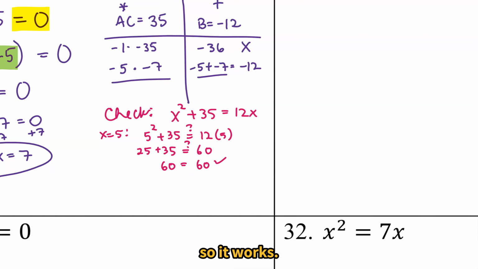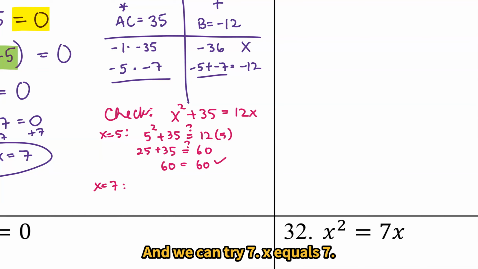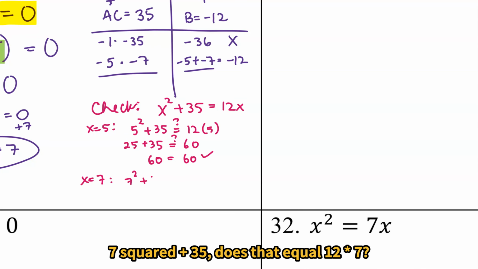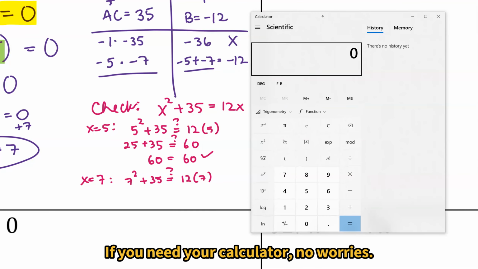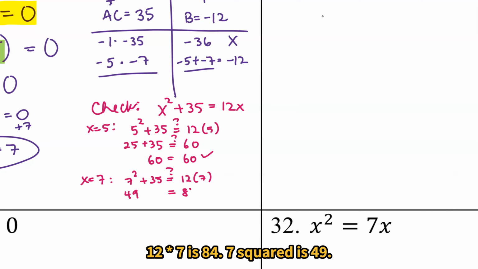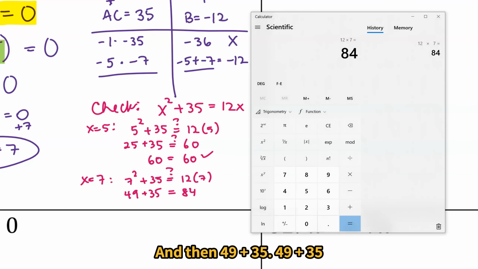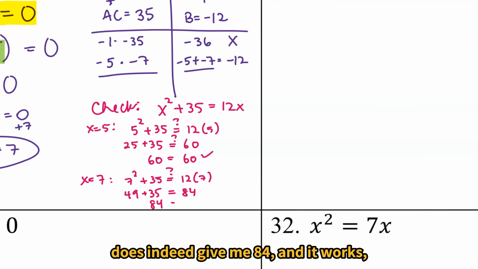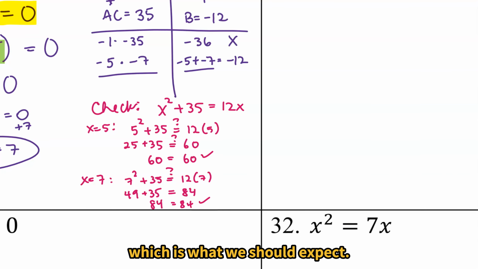So it works. And we can try 7. X equals 7. 7 squared plus 35. Does that equal 12 times 7? If you need your calculator, no worries. 12 times 7 is 84. 7 squared is 49. And then 49 plus 35 does indeed give me 84, and it works, which is what we should expect.